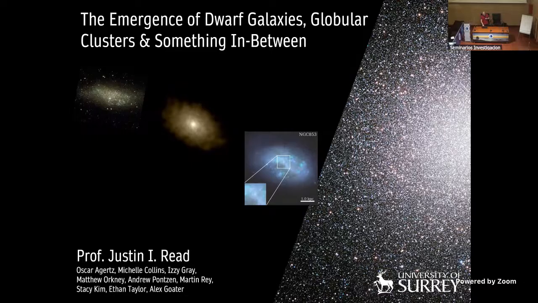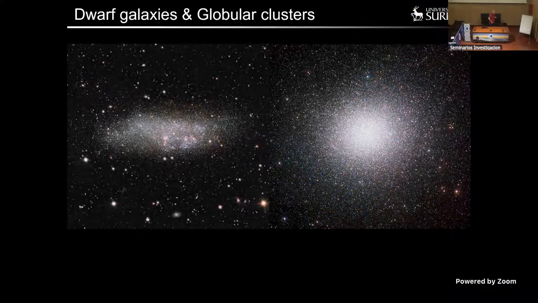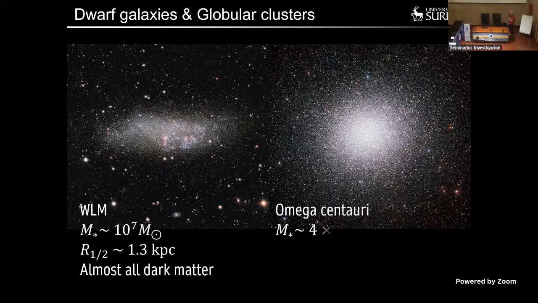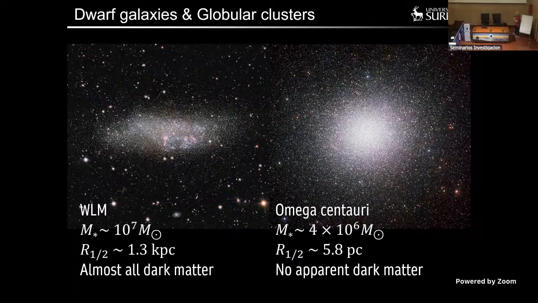So what do I mean by that? Well, I've been interested for quite some time in understanding the origin of these two rather different stellar systems. On the left, we have a dwarf irregular galaxy, WLM, and this is one of the least dense objects in the universe. I'll just pop up its vital statistics here. It has a stellar mass of about 10^7 times the mass of the Sun. It has a half-light radius of 1.3 kiloparsecs, and as best we can tell by modeling the motions of its stars and gas, which is something that people like Giuseppina Battaglia have really led on here at the IAC, we can figure out that it's almost entirely made of dark matter all the way from its middle to its edge.